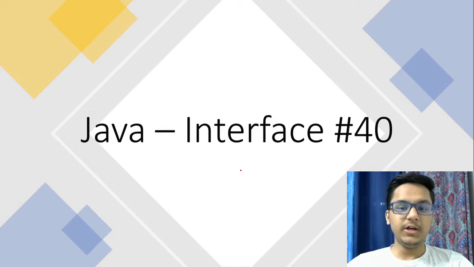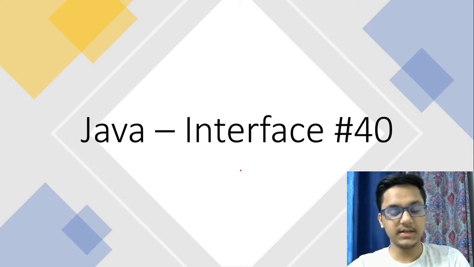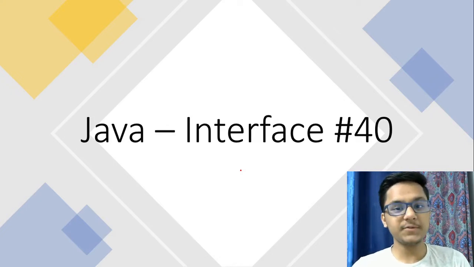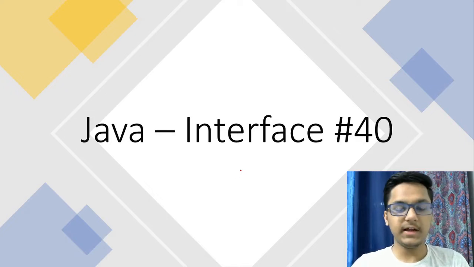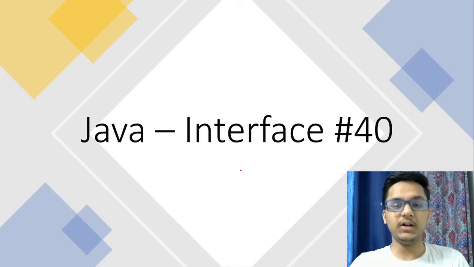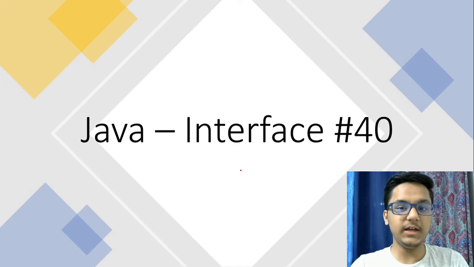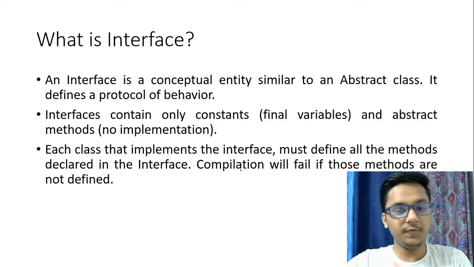Today we'll be learning about interfaces. As you know, there are three main types of inheritance: single inheritance, multilevel inheritance, and hierarchical inheritance. And there are two other types as well: multiple inheritance and hybrid inheritance. Hybrid inheritance and multiple inheritance are not supported in Java, and to implement them, we use interfaces. So, first of all, what is an interface?